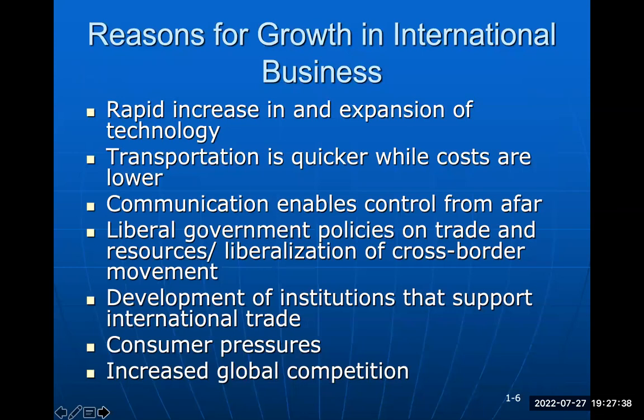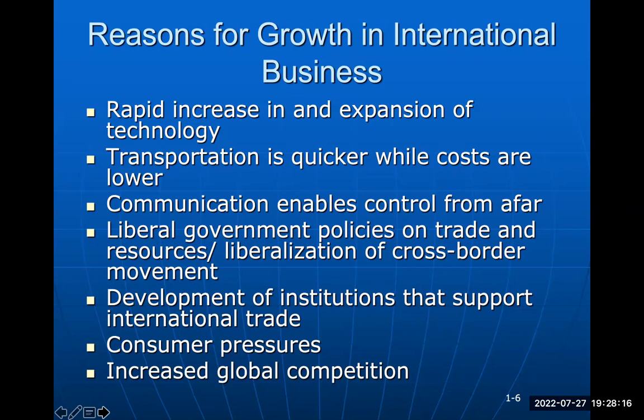So, reasons for growth in international business: rapid increase and expansion of technology, and we know this to be true. Transportation is quicker while costs are lower. If you live in developed countries like Canada, the United States, the UK, or in Asia, in China, transportation is very quick. In Canada, you have the subway, which moves very fast. You have the streetcar. It's slow for us, but it carries loads of people. It's very convenient. In Toronto, many people don't even bother to drive, and I know that too in New York, because transportation is very quick.